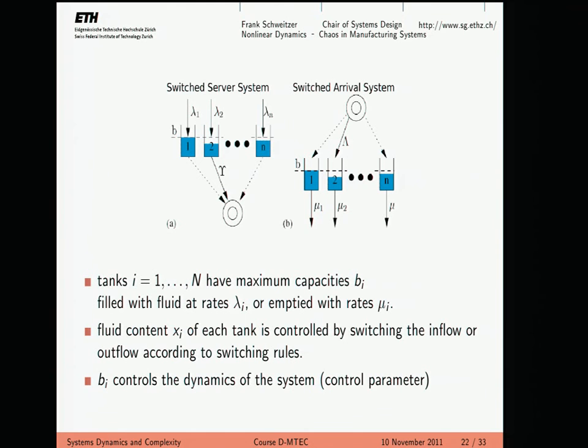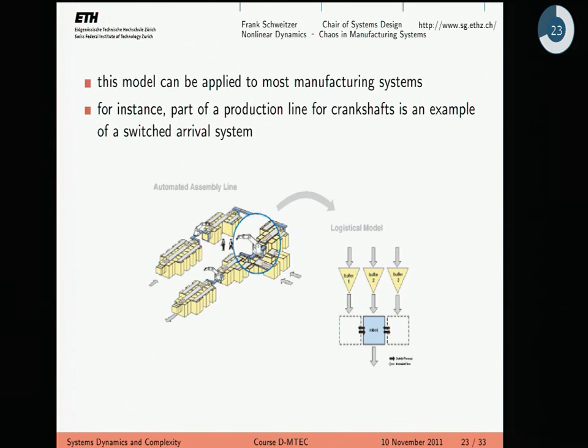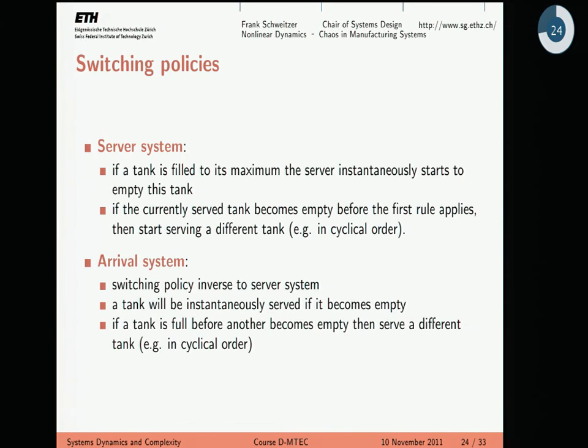Now, what are the rules according to which that server has to visit each buffer and empty it? This is the picture, right? We have a real manufacturing system, and we abstract it into these so-called buffers, and we have a server here. This server is like a machine which goes and visits each buffer. Again, we're concerned with the server system. The arrival system is completely the same.